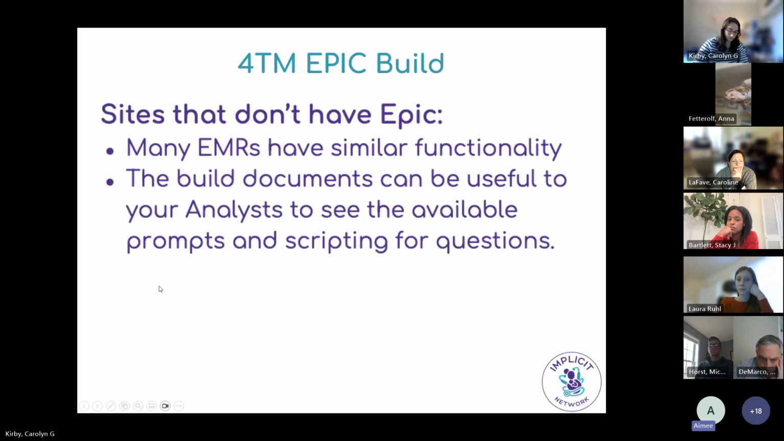For sites that don't have EPIC, many EMRs have similar functionality, and the build documents that will be uploaded to the Google Drive will also be useful to those sites as well, because even if they're not using EPIC, a lot of sites use similar data binding techniques, so it will help whoever is putting it together for you to conceptualize what we are asking for in terms of prompts and scripting for questions.